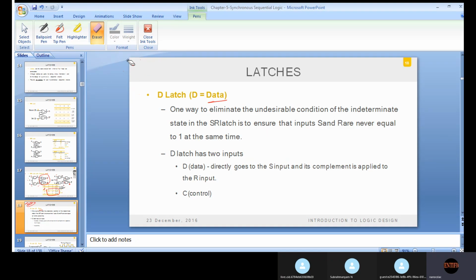Okay, so to eliminate that undesirable condition of indeterminate state in the SR latch, అది eliminate చేయాలి అంటే inputs S and R are never equal to 1 at the same time. What is that? S and R are never equal to 1 at the same time. D latch ki ఏంటిదంటే 2 inputs. D stands for data, C stands for control. Data directly goes to the input and its complement is applied to the R input.